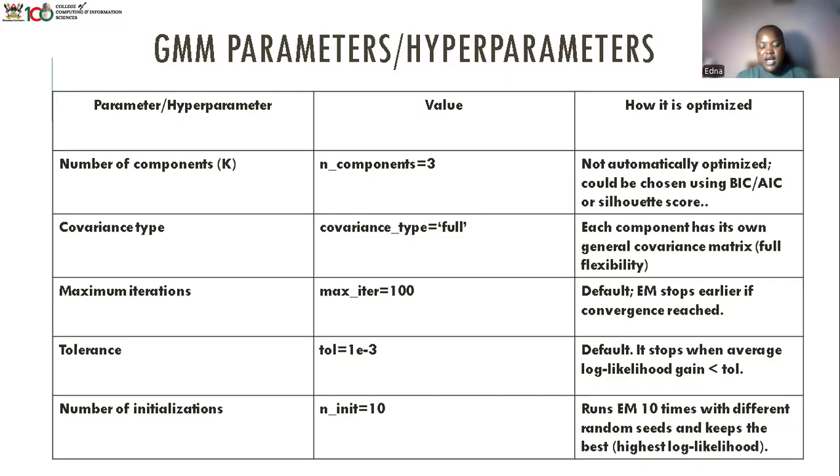Maximum iterations are valued at 100, together with our tolerance, which is valued at 1 exponent negative 3, whereby both these are default. Lastly, we have the number of initializations, which is valued at 10, meaning that it runs the expectation maximization from 10 different random starting points and keeps the run with the highest log likelihood, preventing convergence to a poor local solution. Next, you're going to look at the explainable AI techniques under the GMM.